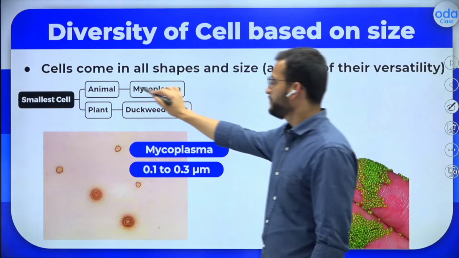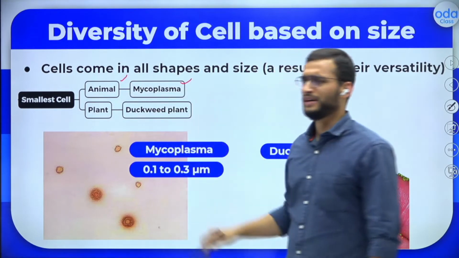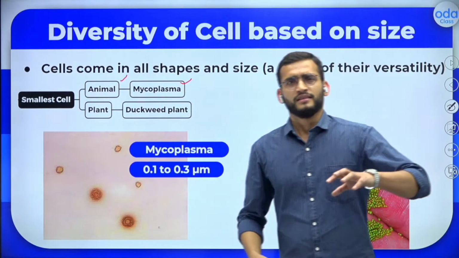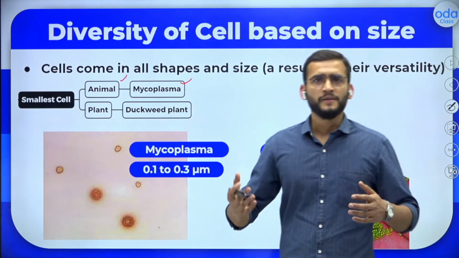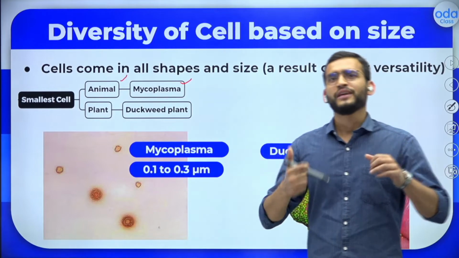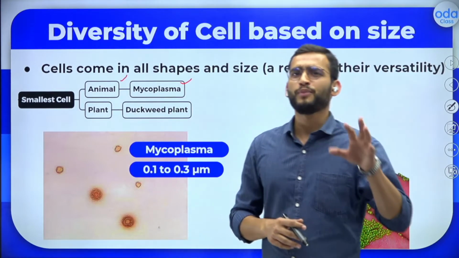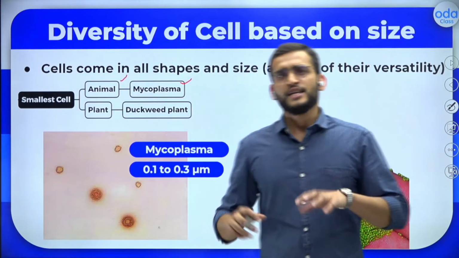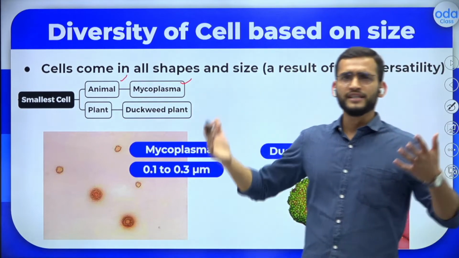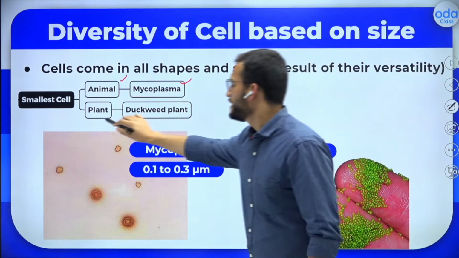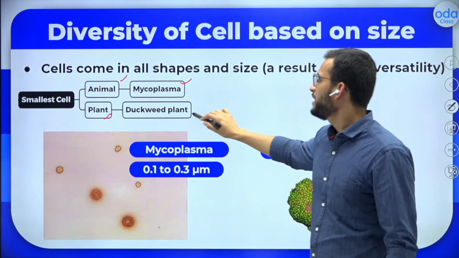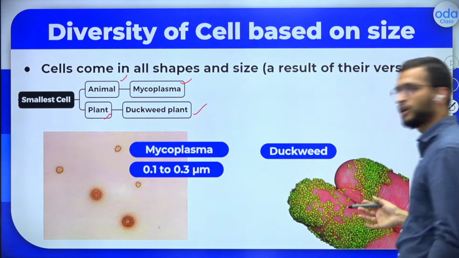The smallest cell in animals will be mycoplasma. Basically, mycoplasma are bacteria without a cell wall. A bacterium, either gram positive or negative, we'll be talking about these things, what gram positive and gram negative bacteria are as well. Bacteria will have a cell wall, but mycoplasma don't have a cell wall. In the case of plant cells, the smallest one will be the duckweed plant. This is how they look.